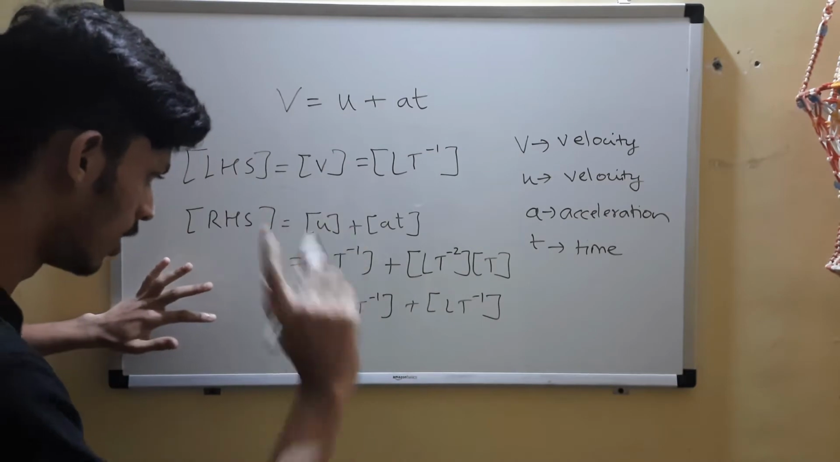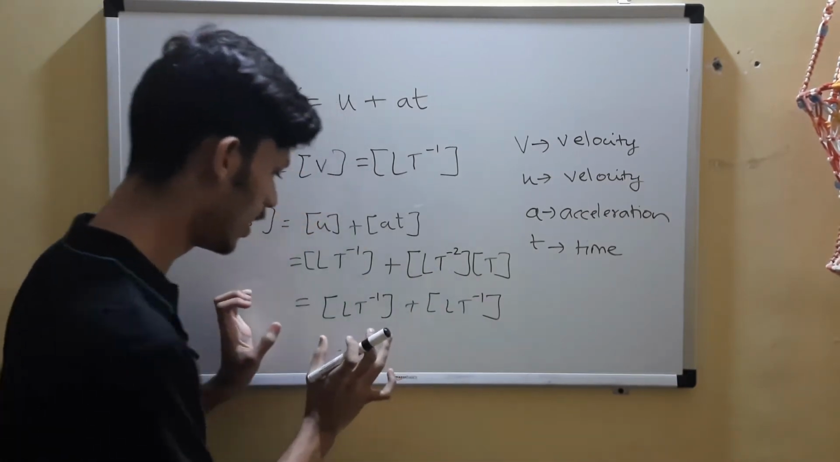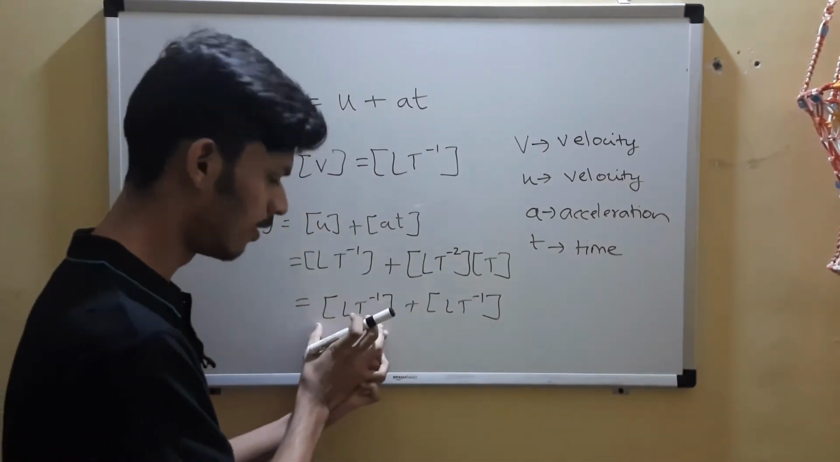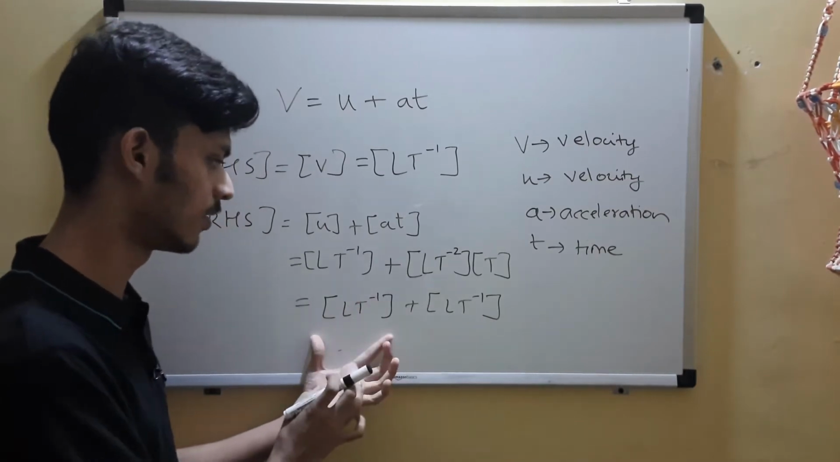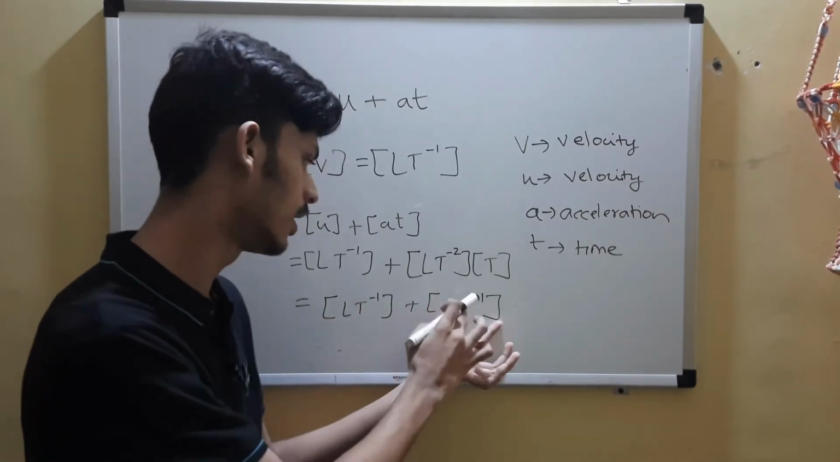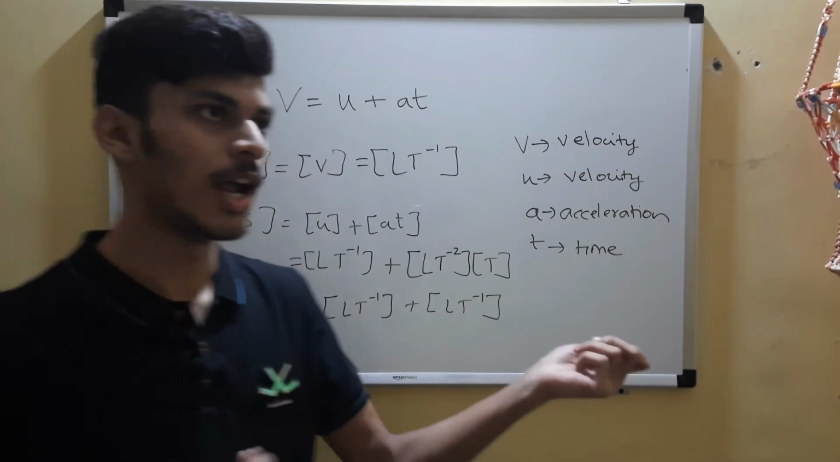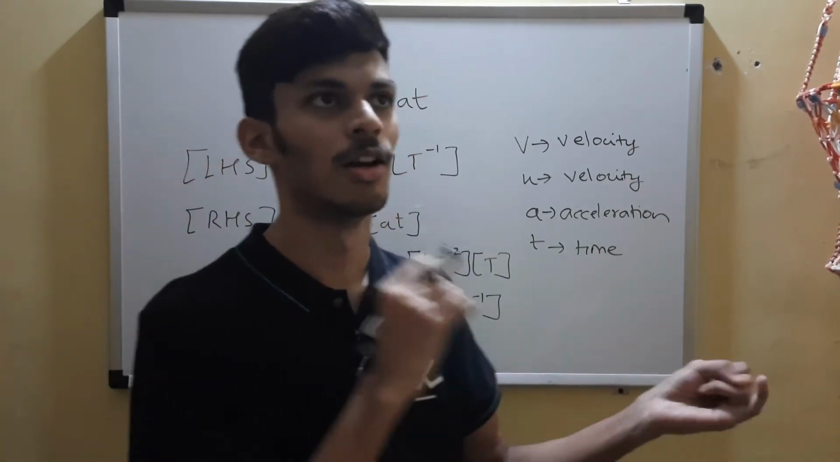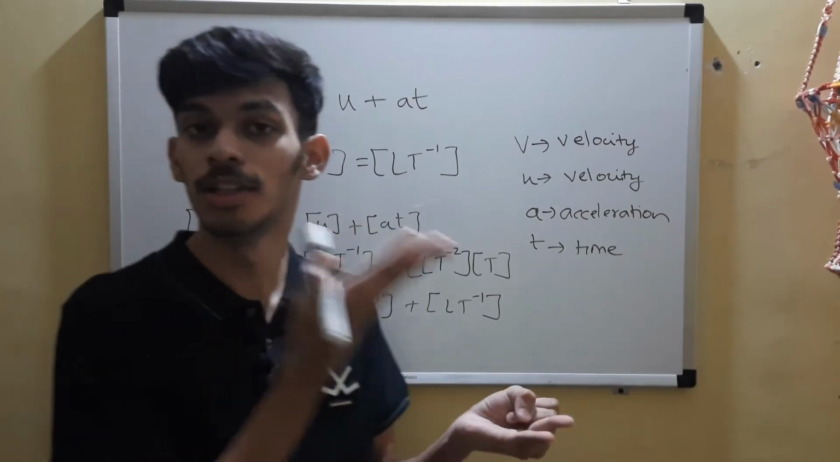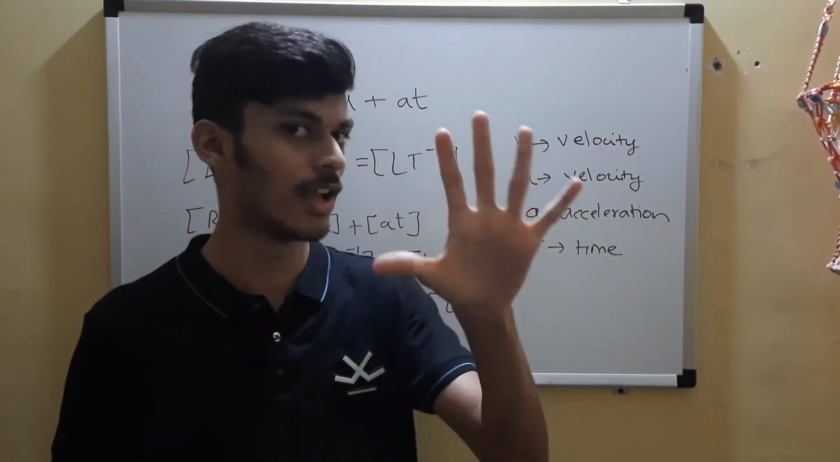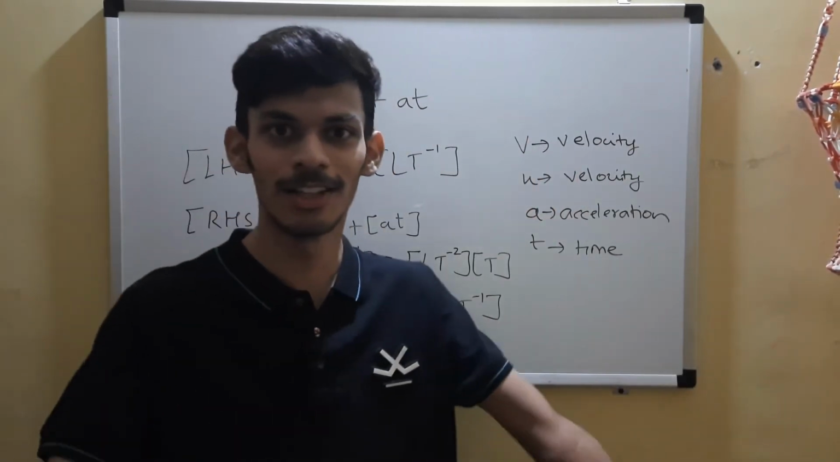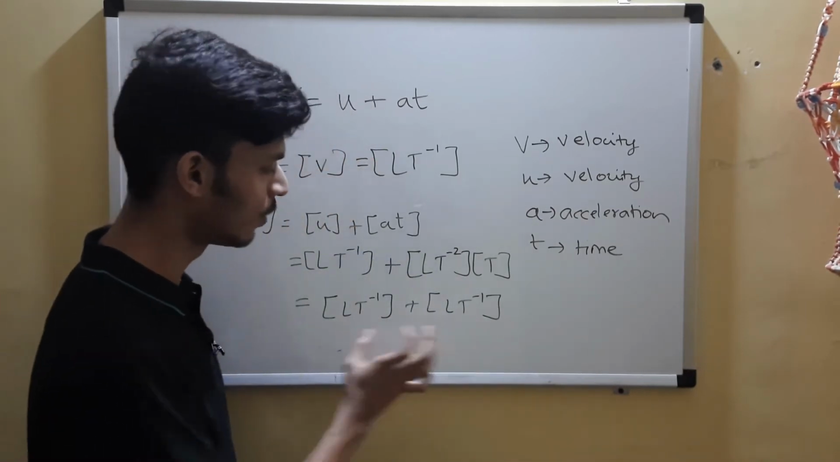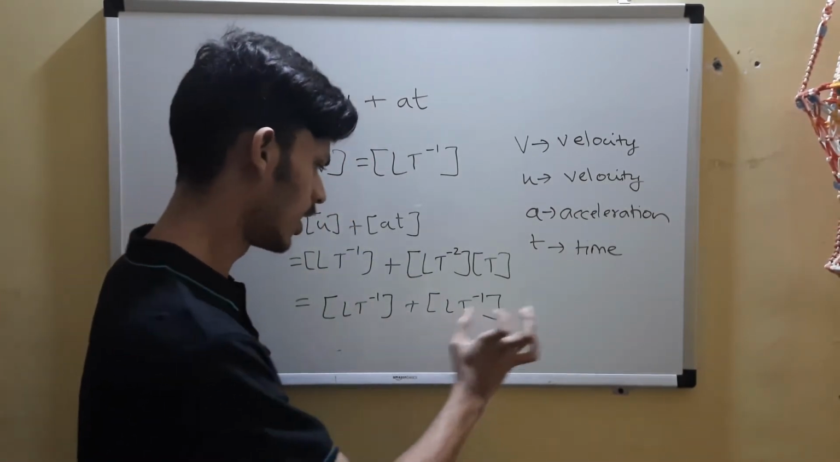Okay, let's try to picture that now. This is velocity, right? LT raised to minus 1. This is also velocity, LT raised to minus 1. What if you add two velocities? We are adding two velocities. What will be the answer? If I add 2 meters per second to 3 meters per second, it gives us 5 meters per second. But that is also a velocity, right? So when you add two different velocities, you'll get a velocity.